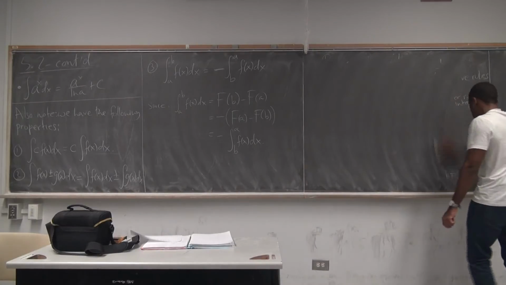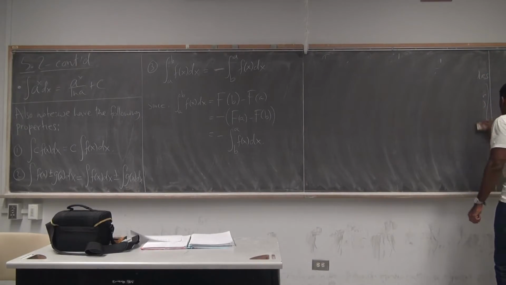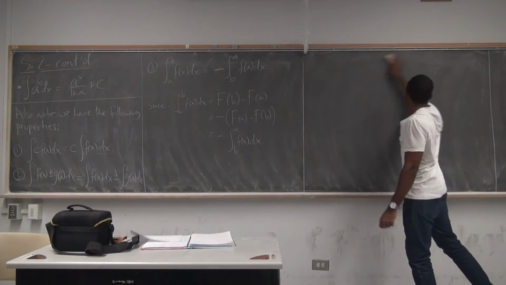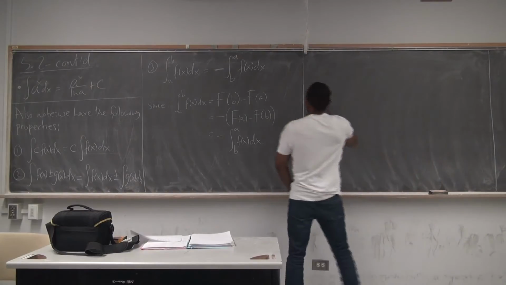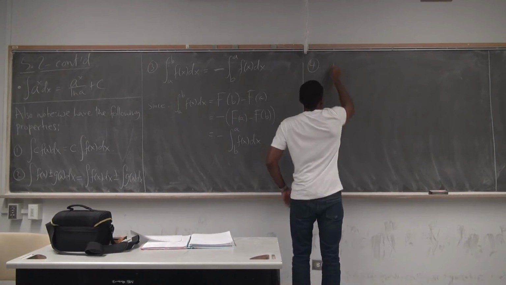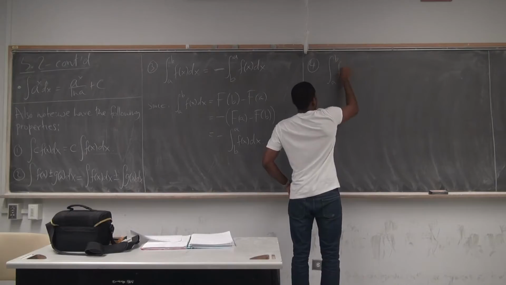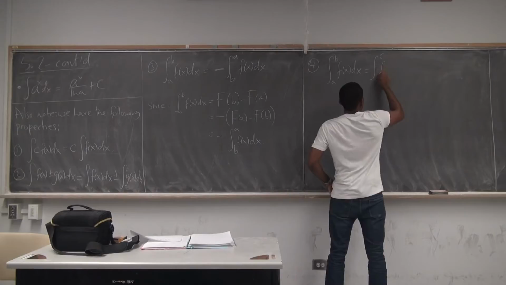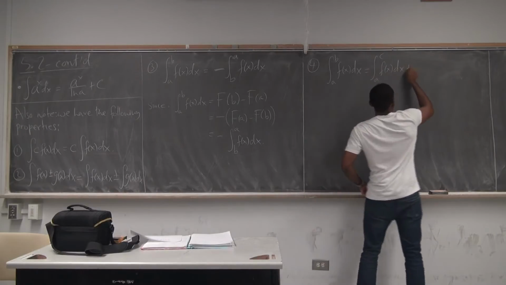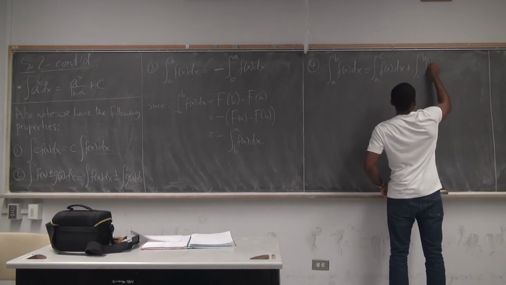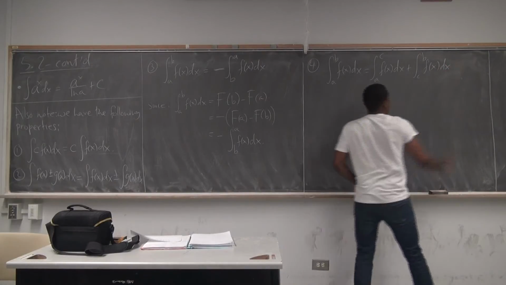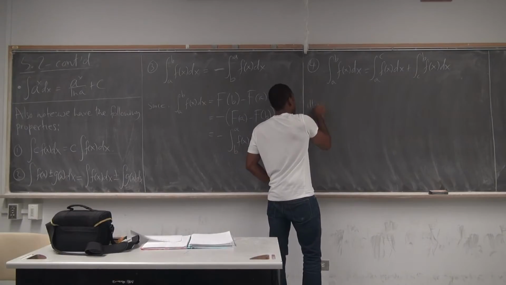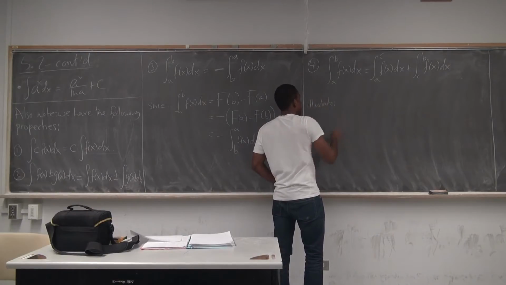One other property that will come in handy in chapter 6 is the fact that we can split definite integrals up into pieces. So for example, another property, if I have the integral from a to b of f of x dx, I can think of that as a to c of f of x dx plus c to b of f of x dx. I can split up an integral in between them. An illustration, this is not a proof, but it's just to illustrate what I mean.